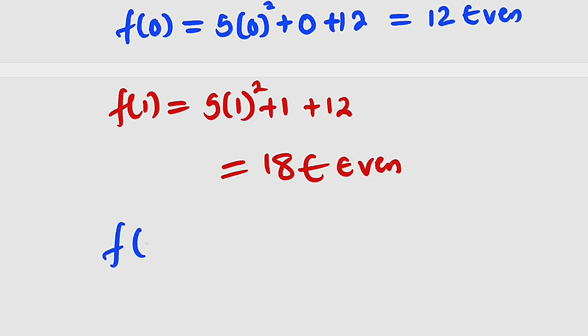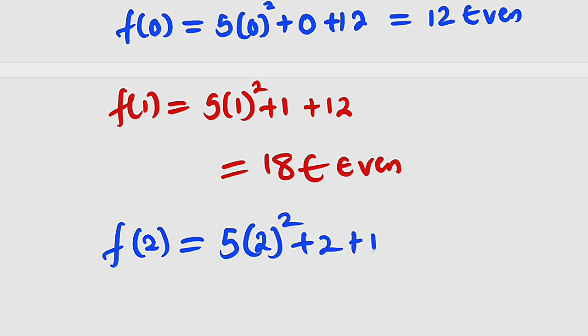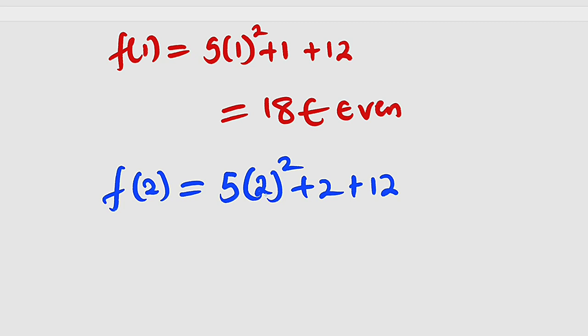If we test for 2, we have 5 times 2 squared plus 2 plus 12. 2 squared is 4, and 4 times 5 is 20. 20 plus 2 is 22, and 22 plus 12 is what? 34. And 34 is indeed an even number.